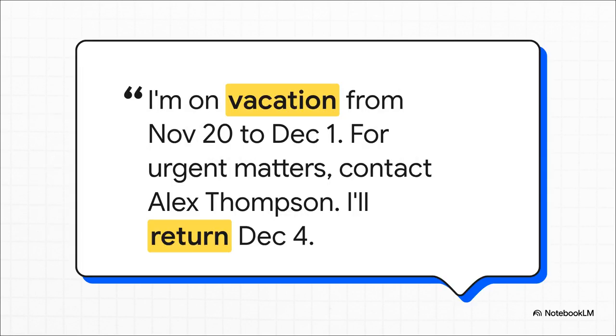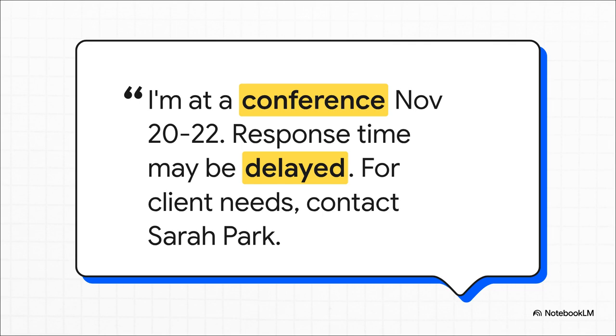Here is a perfect example for a vacation. It is short, sweet, and to the point. It's got the dates, it manages expectations about email access, it points to Alex for emergencies, and it gives a clear date for when they can expect a reply. It's professional, effective, and just perfect. Now for business travel, you might want a slightly different flavor. See how this one explains why the response will be delayed? It shows you're still working, just engaged elsewhere. It directs specific inquiries to the right person, Sarah, ensuring that client needs are still met smoothly.